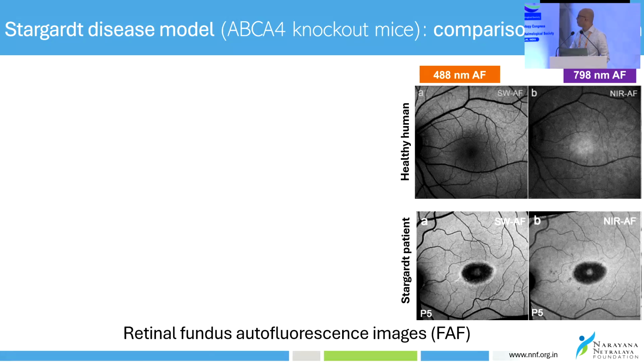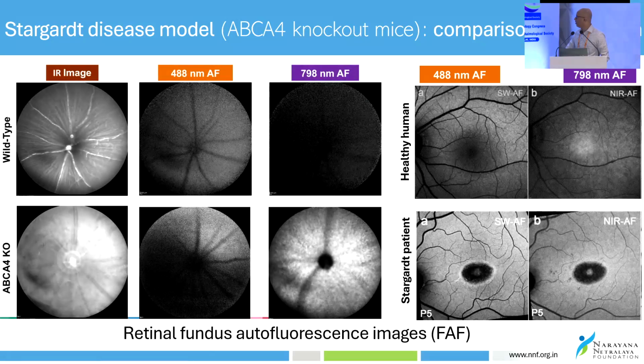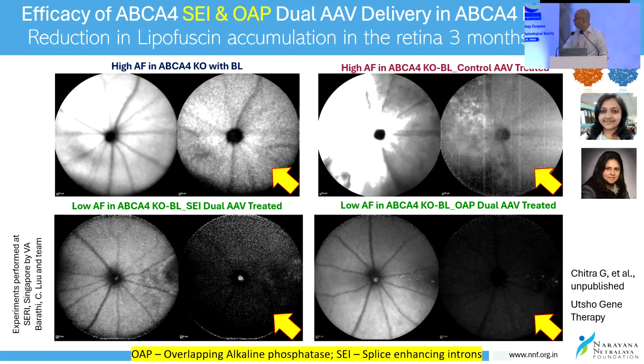useful. What you see here is the retinal fundus autofluorescence image of a normal person, and you have the Stargardt's patient, and you can see enhanced autofluorescence. In the ABCA4 knockout animals, you can see the increased autofluorescence as well compared to the wild type. Using this animal model, we are using blue light to induce the retinal degeneration, because normally it doesn't degenerate by itself. So the BL stands for blue light induced degeneration.